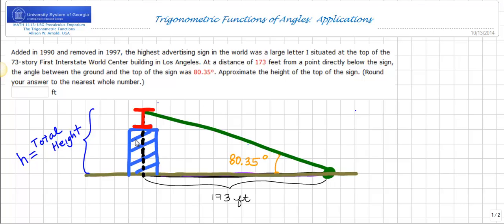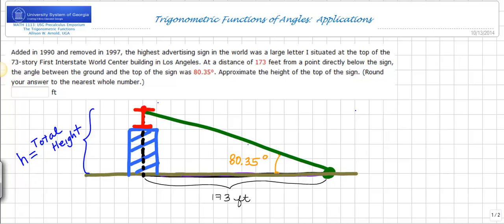And the indication here would be implied to be from the ground level. Now you see the figure I built. The blue is the building. The letter I is in red. So the very tippy top of the letter I is the height we're going to measure, which I've called H.